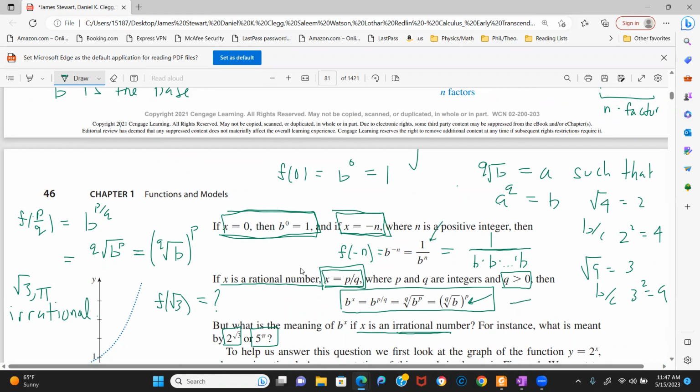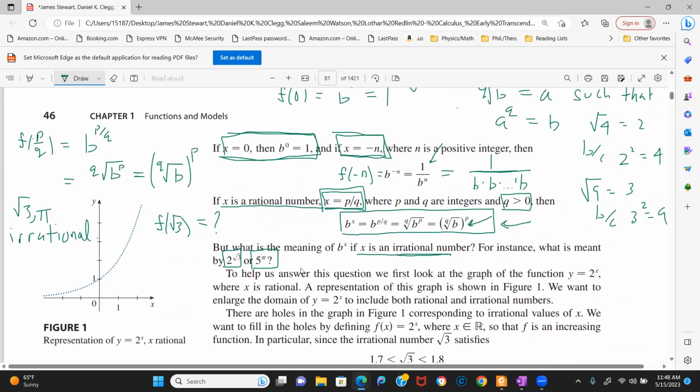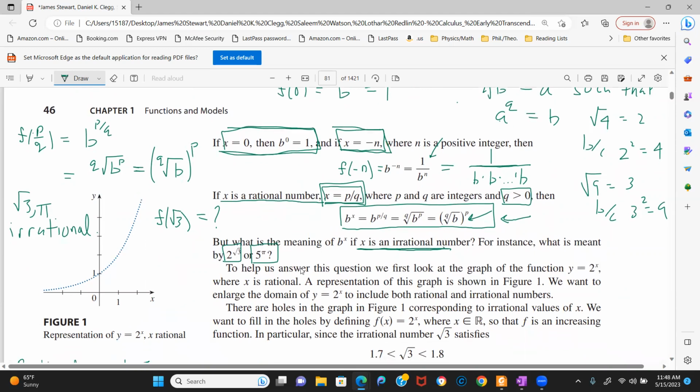And then we can extend that definition to x being some rational number. So it's like we're defining the exponential function in stages. And then the final stage is, how do we evaluate the exponential function when x is irrational? And this is how you do it.